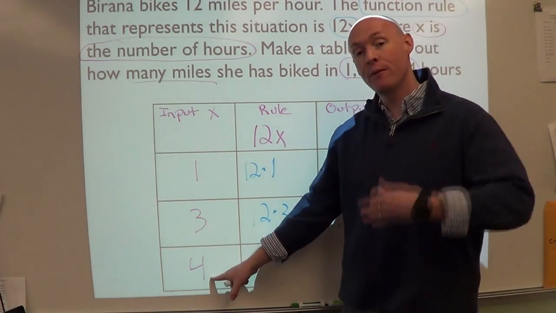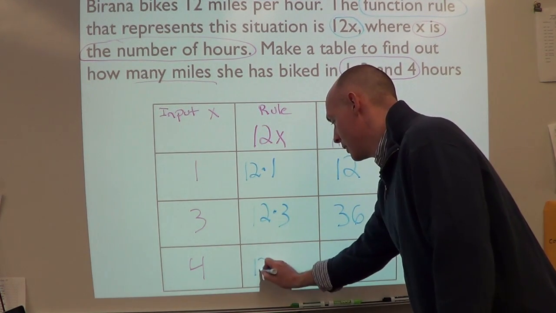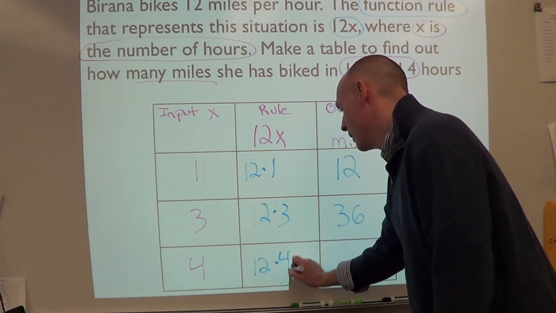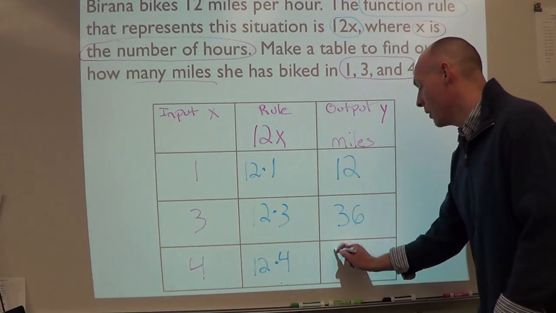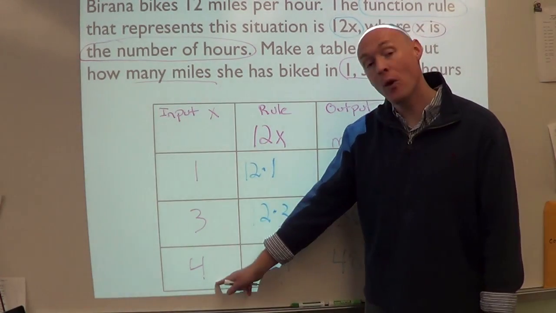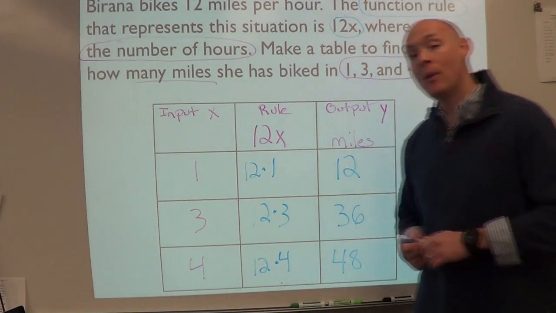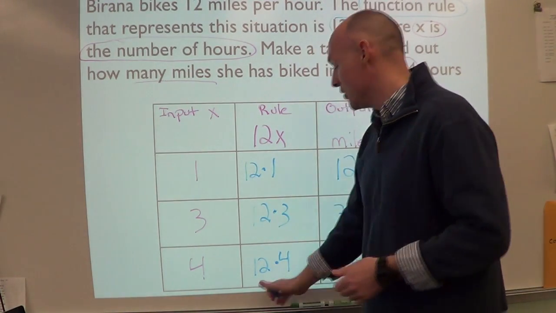But what if she bikes for 4 hours? Well, it's just 12 times 4. And 12 times 4 is 48. So if she bikes for 4 hours, she's going to ride for 48 miles. There we have our introduction to function tables.